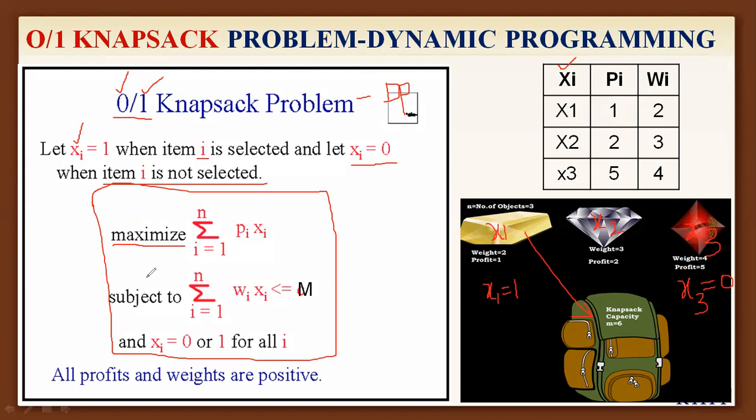But how can you gain more profit or maximize the profit? There is some restriction, that is, subject to. What is the restriction? The total weight of the bag. The sum of WiXi means that you can fill the bag with items x1, x2, or x3, but the total weight cannot exceed M. M stands for the knapsack capacity.